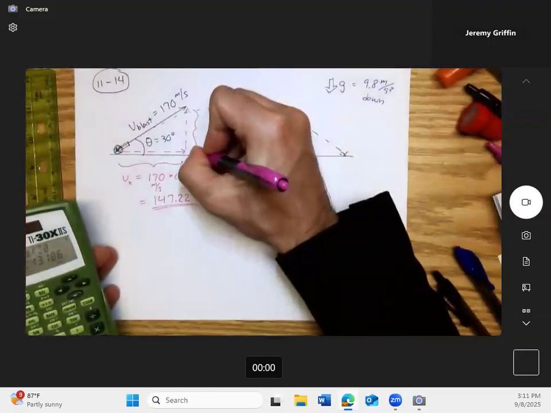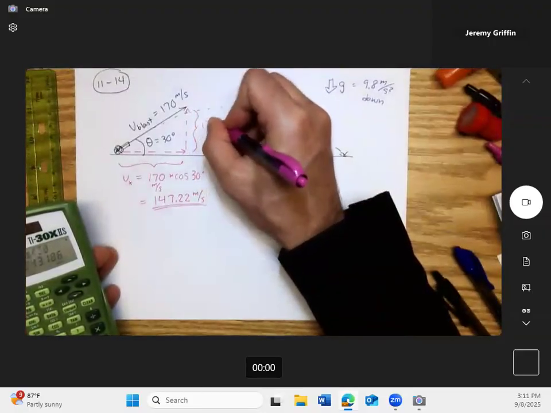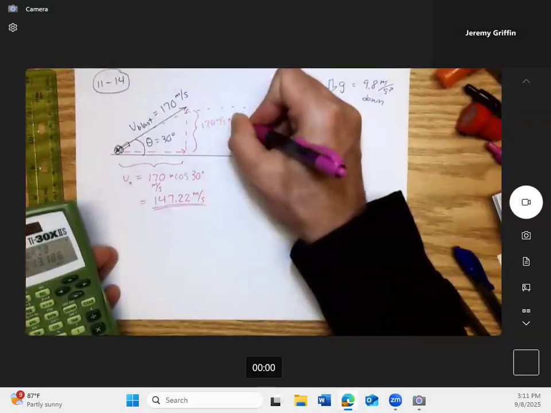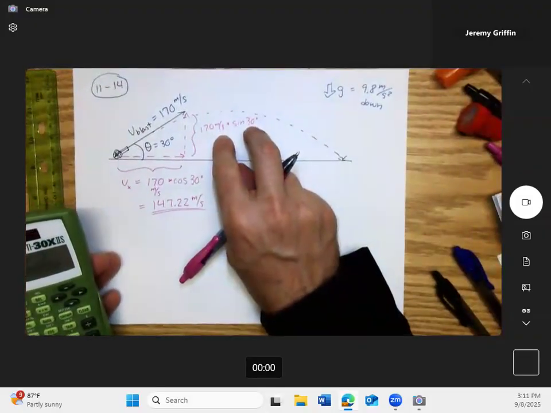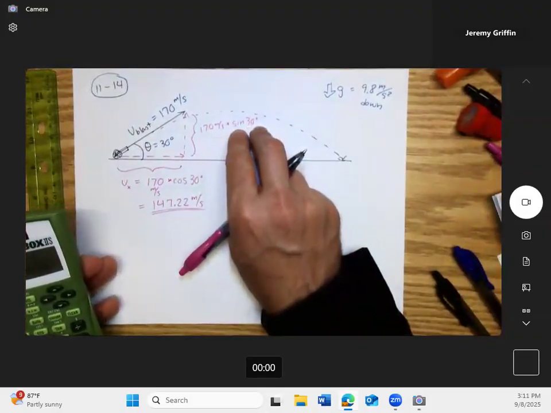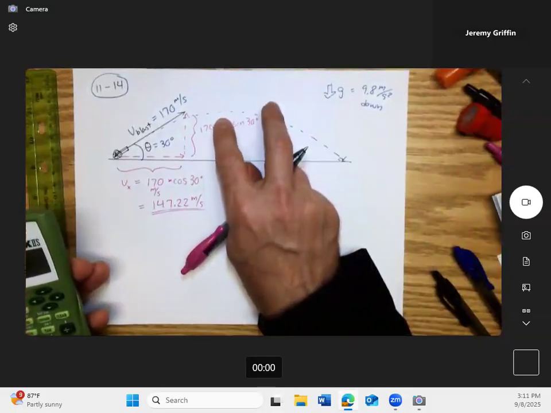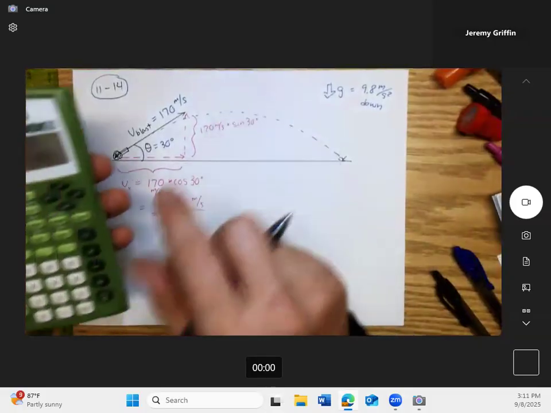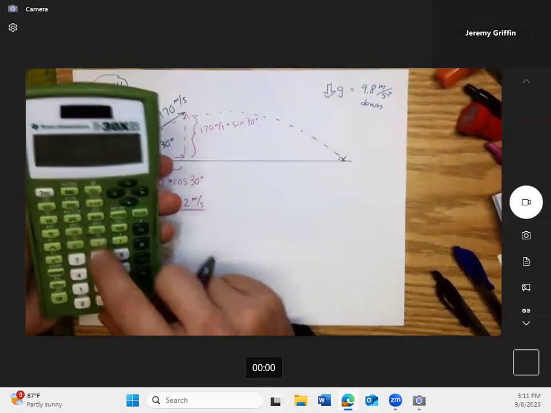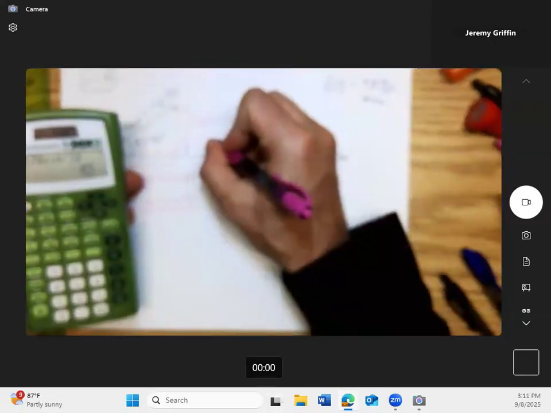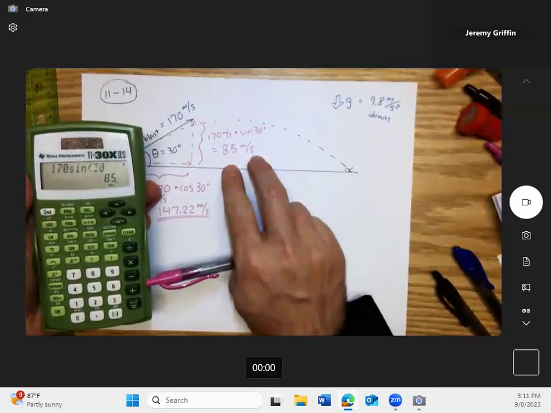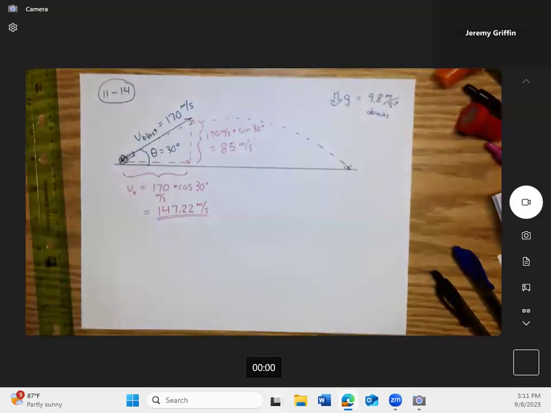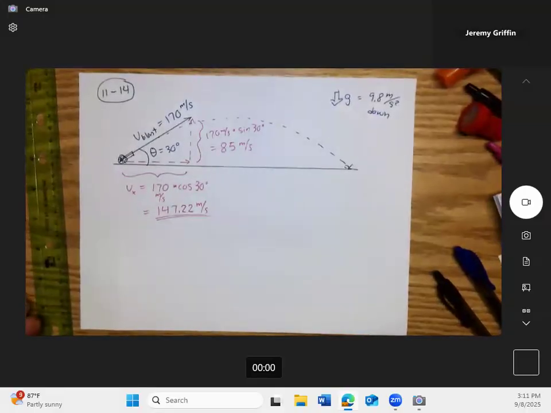Guys, what about the vertical? Would this be 170 meters per second times sine of 30 degrees? I think a lot of you probably know this by now. What is sine of 30 degrees? Yeah, 0.5. So then 170 sine 30 degrees would be exactly 85 meters per second. I don't even need to round on that. That's an exact value, isn't it? Sine of 30 degrees is half, isn't it? Okay, so we got this started.